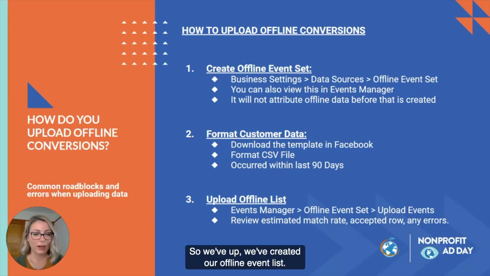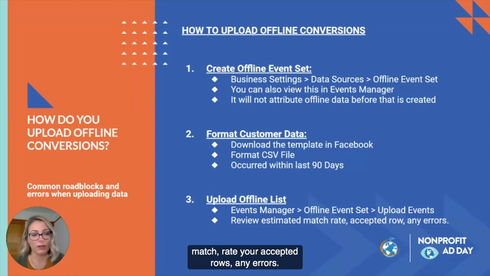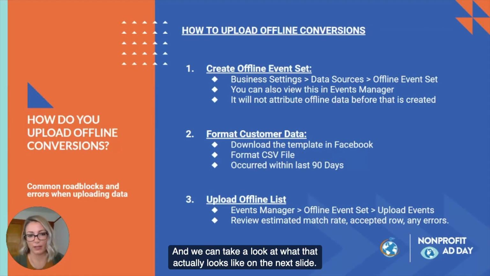So we've created our offline event list, we formatted our customer data file, and now we can upload that file into Events Manager. So under that offline event set, we go to Upload Events, and you can then match the data and review your estimated match rate, your accepted rows, any errors, and we can take a look at what that actually looks like on the next slide.